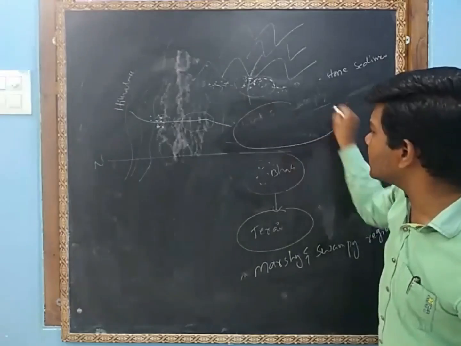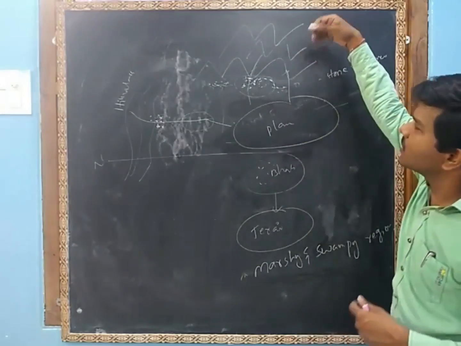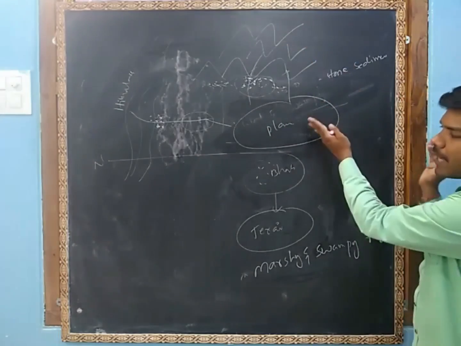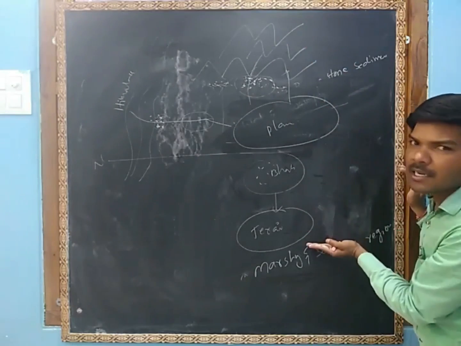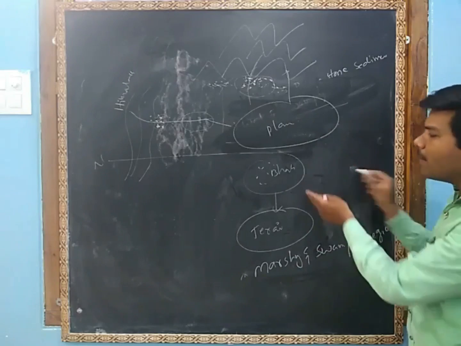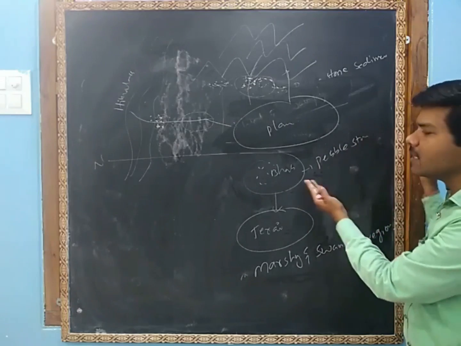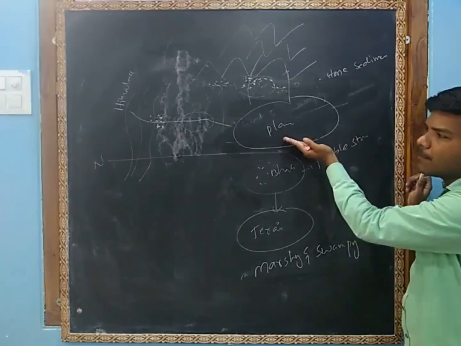What is north of the bhabar? Plains. What is north of the plains? Himalayas. So Himalayas, then south the plains, south the bhabar, south the Terai. Terai means marshy and swampy region. Bhabar means pebble stone sediment. Pebble stone sediment is known as bhabar, and these are the plains.